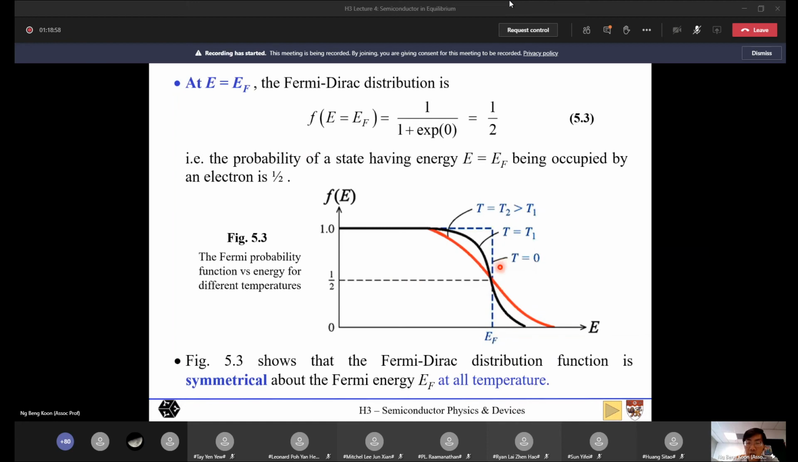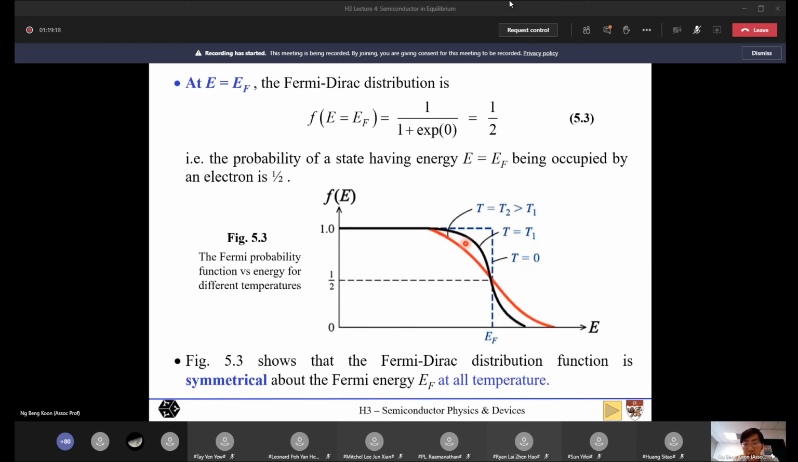So this basically tells us that EF doesn't change with temperature. If you increase the temperature to even higher values, then you get this curve taking on a more gradual change in gradient, which again you can understand by the fact that at higher temperature, more and more electrons can move up to higher levels.